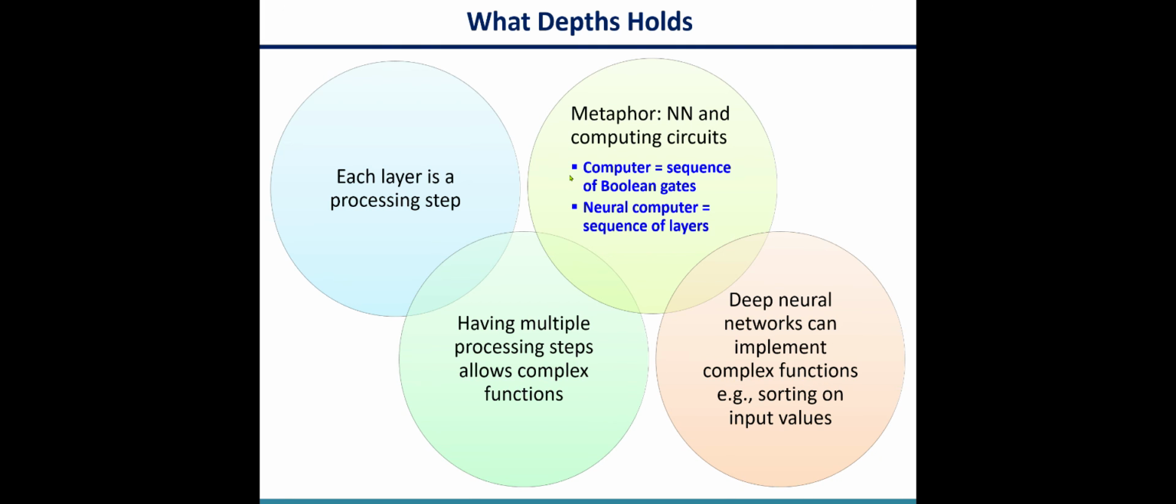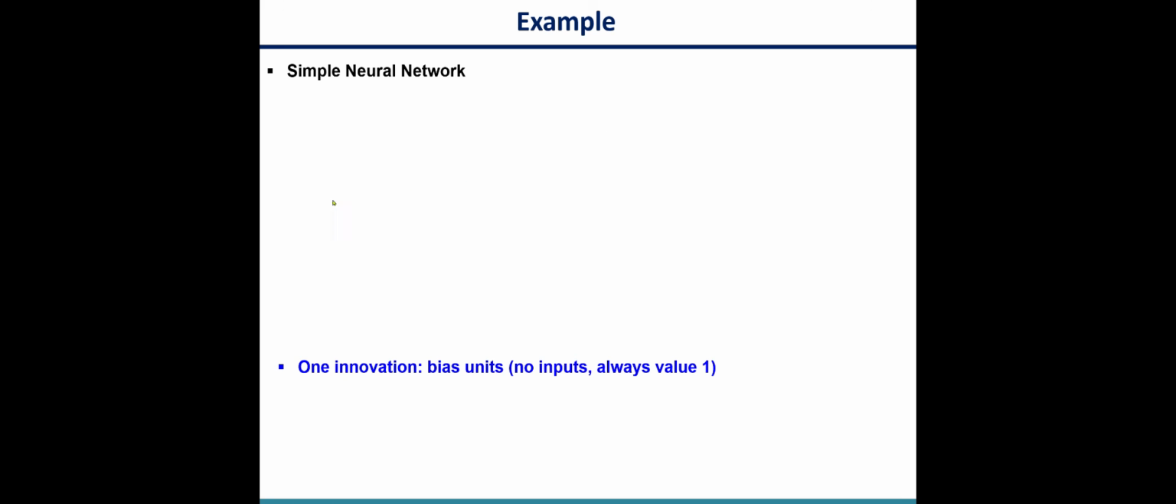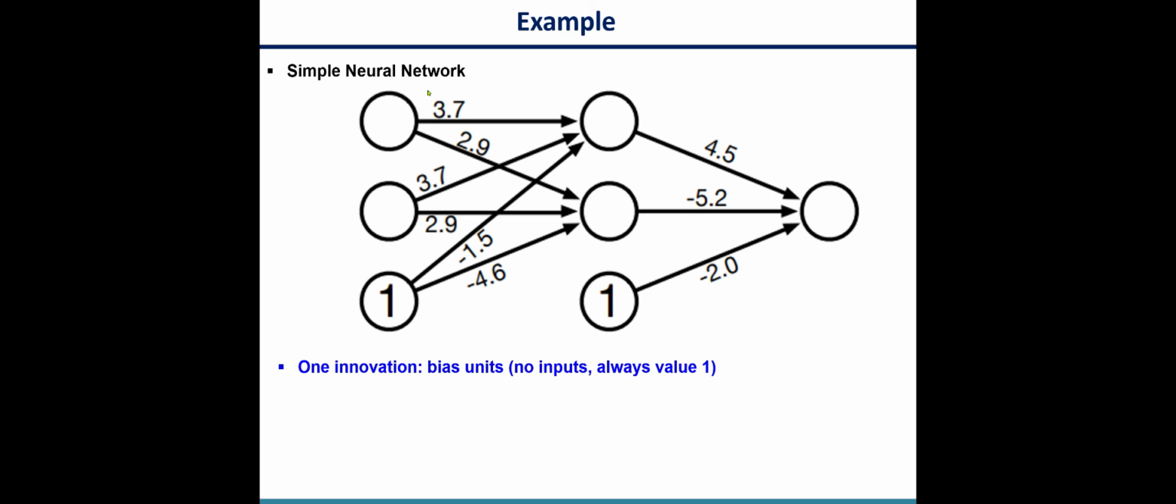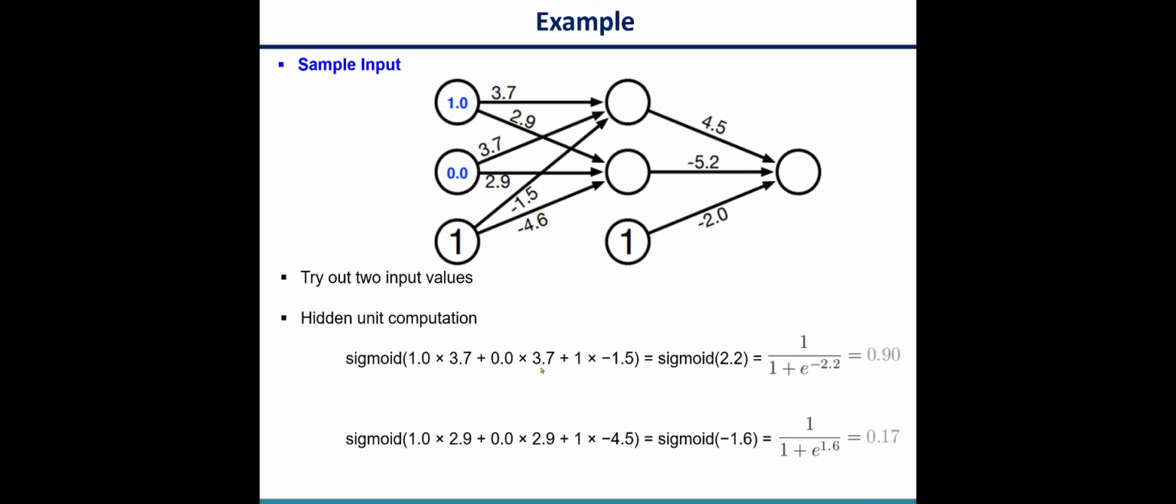So let's see an example of a simple neural network. This is the simplest one. We have inputs 1, 2, 3. We are just giving the weights, and those weights calculate and give our output. Now one innovation: bias units are units with no input, always value 1. If we have no input, like this one has no input, the value always comes to 1, like this.